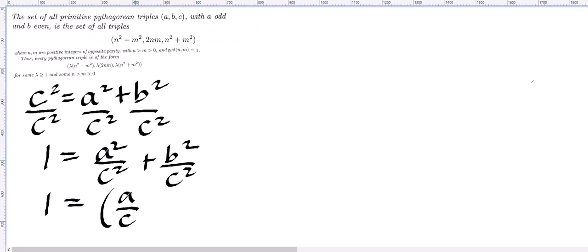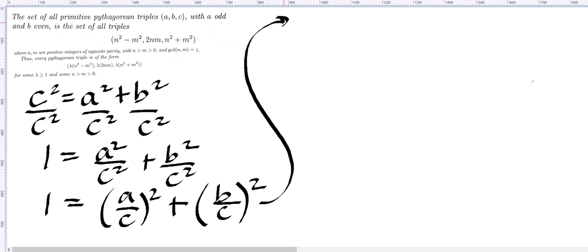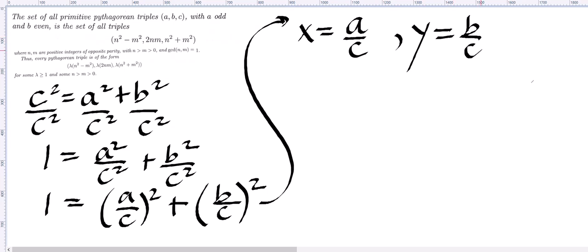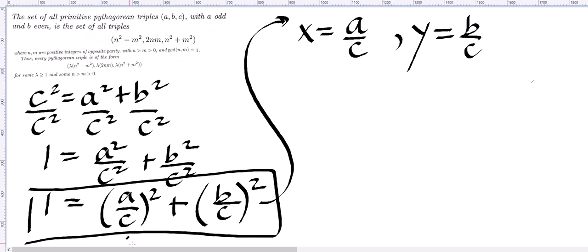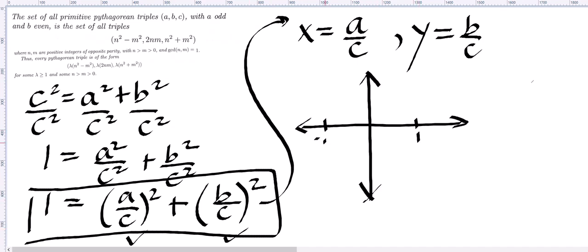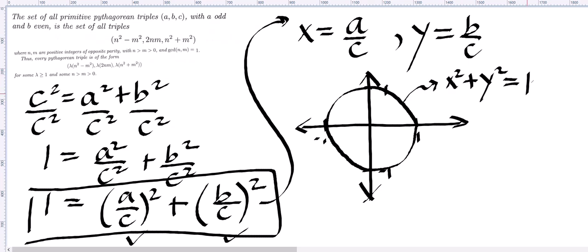This can be further simplified into 1 equals (a over c) squared plus (b over c) squared. Now, what does this equation mean? This equation means that in the Cartesian plane xy, we have a point x equal to a over c and y equal to b over c, that is on the unit circle x squared plus y squared equals 1.